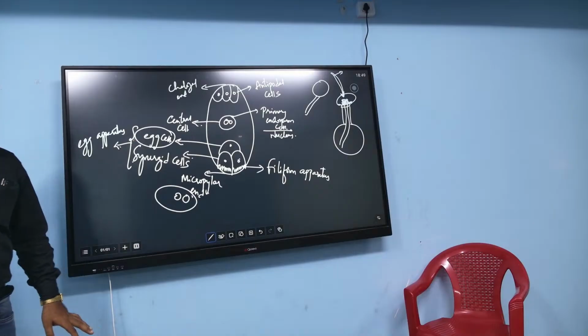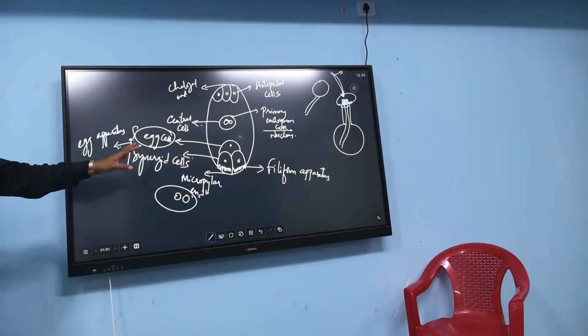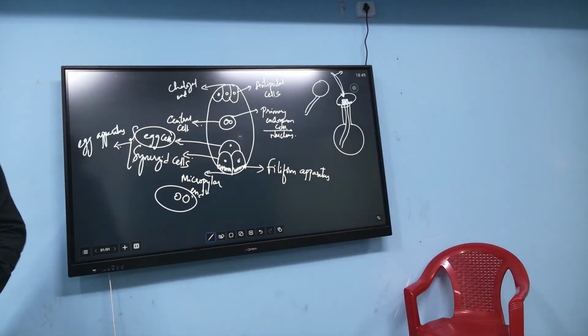Shall we proceed? You have drawn? Yes, draw it first. We will go with the very important process, that is double fertilization. It will be a 5-mark question for you. In your theory exams, 5-mark question. Explain double fertilization process.